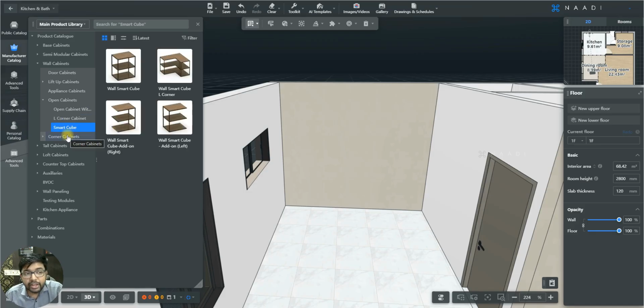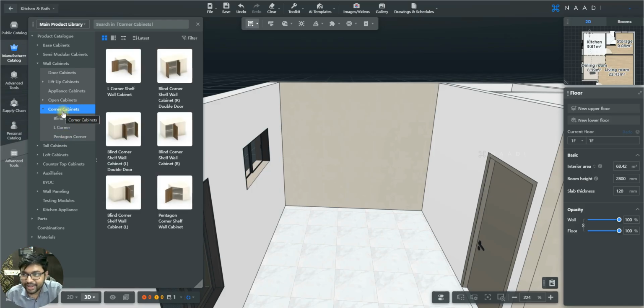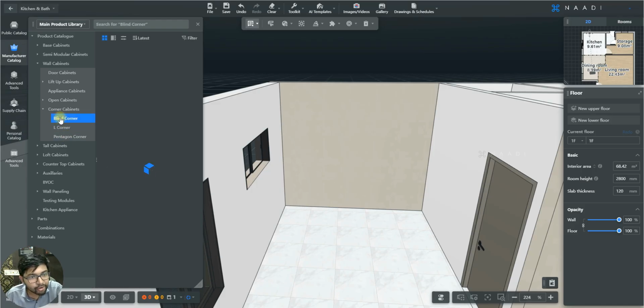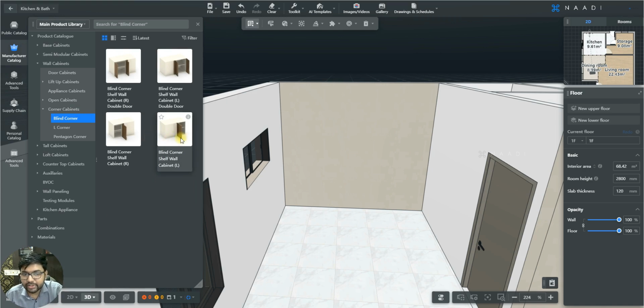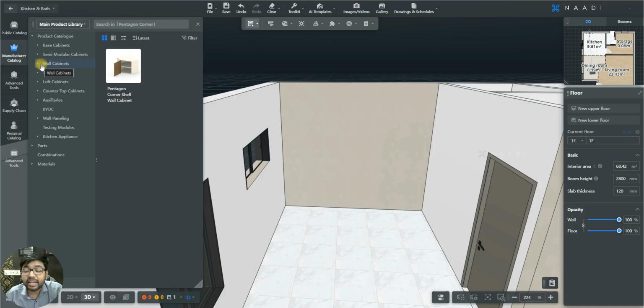The next subcategory of wall cabinet here is your corner cabinets. Yes, your wall cabinet does come with corner cabinets, right? So here you have your blind corner wall cabinet, single door shelf cabinet with left and right. Depending on the corner, you can precisely select L and R. Same scenario for your double door. Then comes your L corner cabinet, and last is your pentagon corner cabinet for your wall. So all this cumulatively forms your wall cabinet. This is the second category of cabinet, which is your wall cabinet.